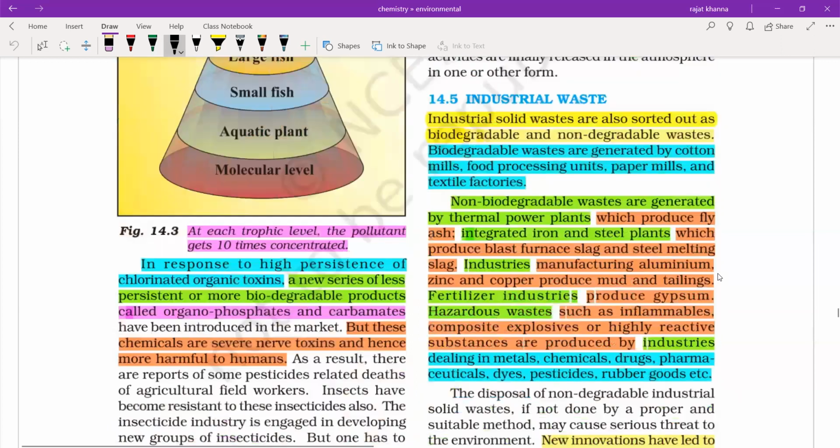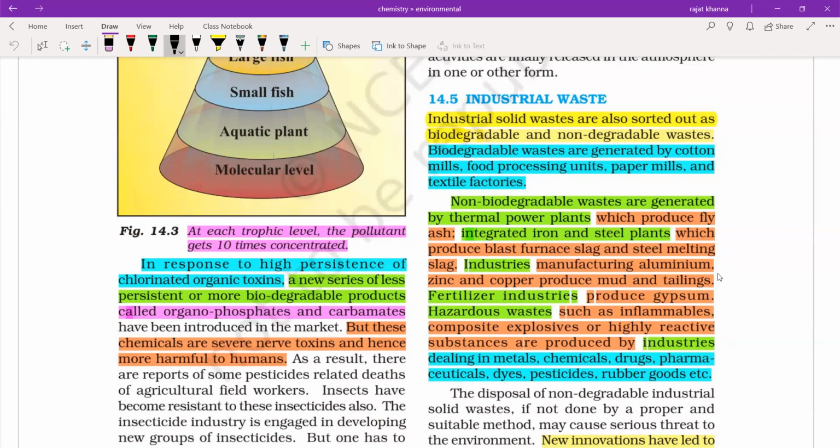Now, industrial waste. Industrial solid waste is also sorted as biodegradable and non-biodegradable waste. Biodegradable waste is generated by cotton mills, food processing units, paper mills, and textile factories. Non-biodegradable waste is generated by thermal power plants, which produce fly ash, and integrated iron and steel plants, which produce blast furnace slag and steel melting slags. Industries manufacturing aluminium, zinc, and copper produce mud and tailings.